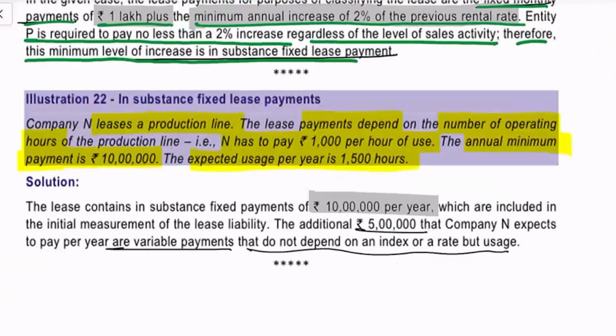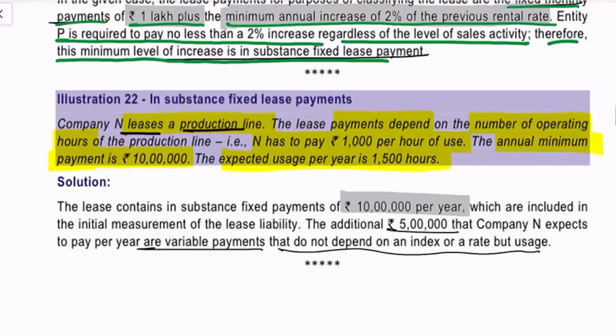The next question is, so here what happens in illustration number 22 is that they lease a production line.